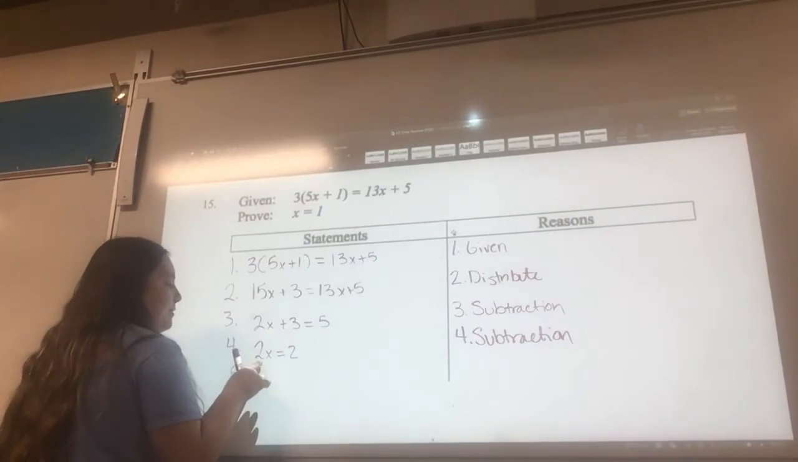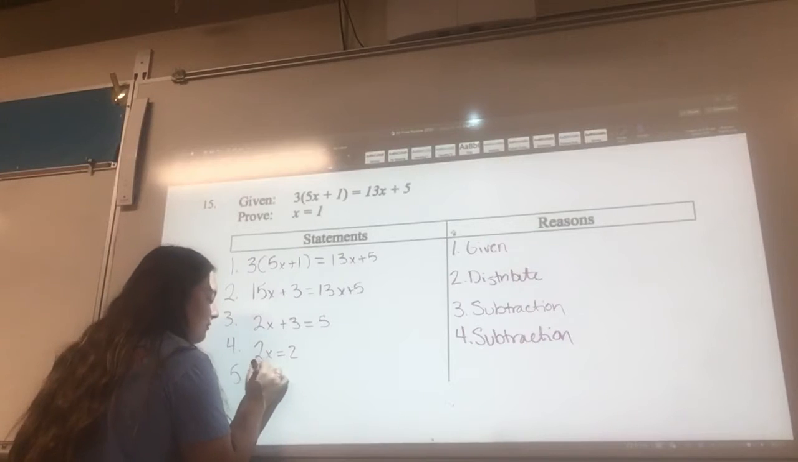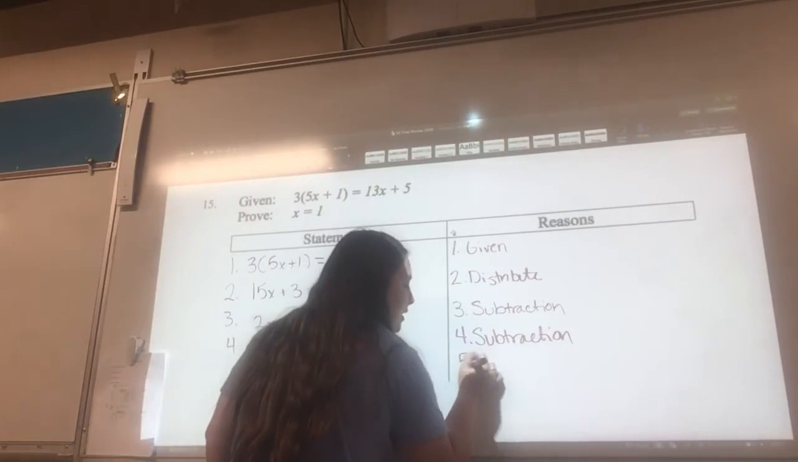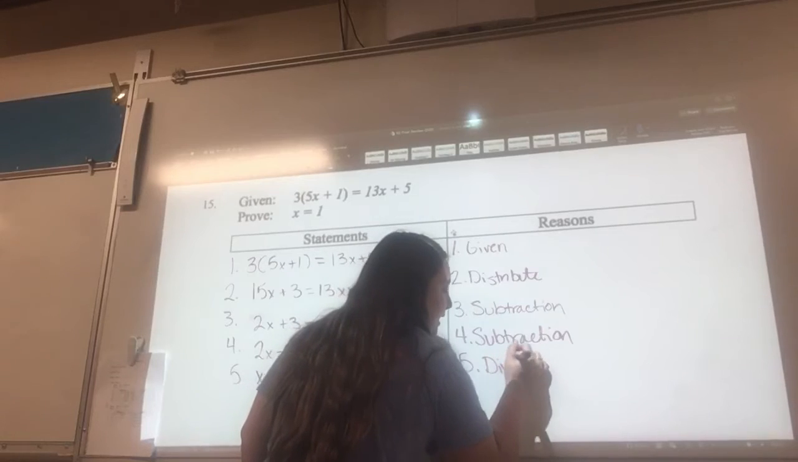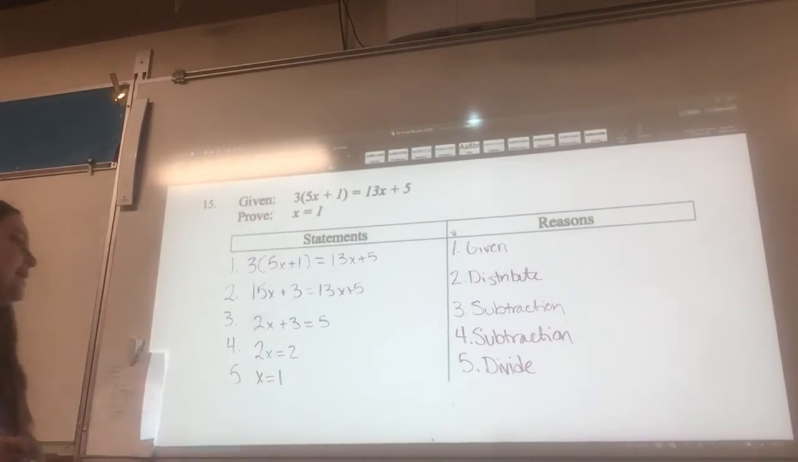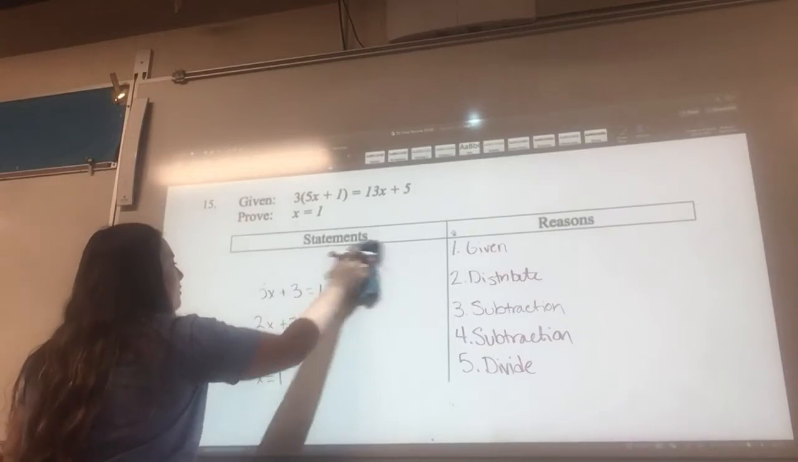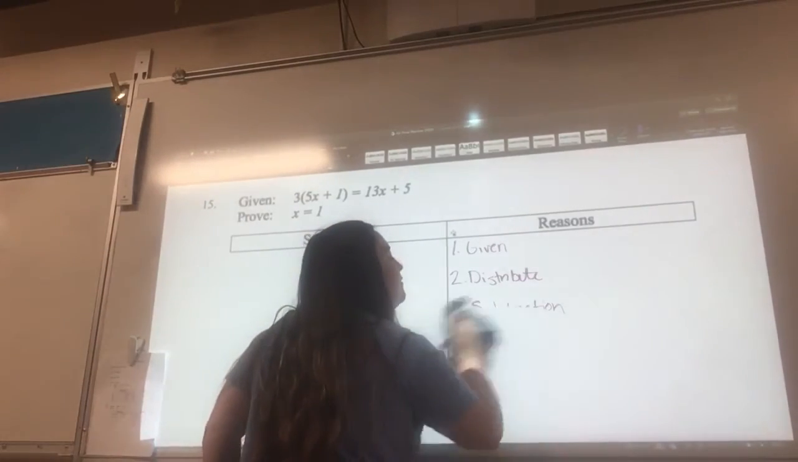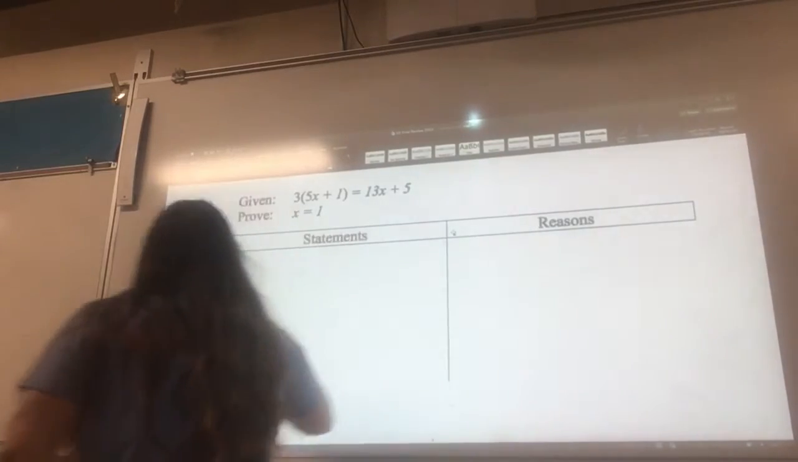And my last step is I need to get x by itself, so I'm going to divide. 2 divided by 2 is 1. And so I said what I did, so I am dividing. Did I prove that x equals 1? I did. I am done. Okay, so remember in our algebraic proofs, you have to do the one above. That's why I did the one that you didn't give me the numbers for. You're welcome.